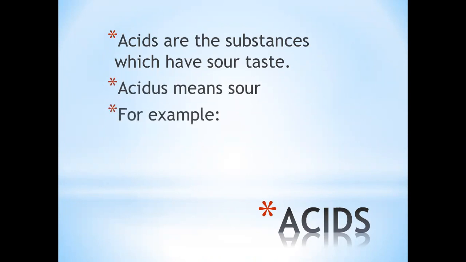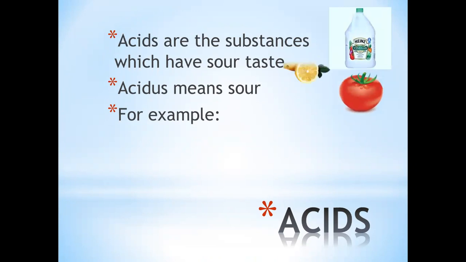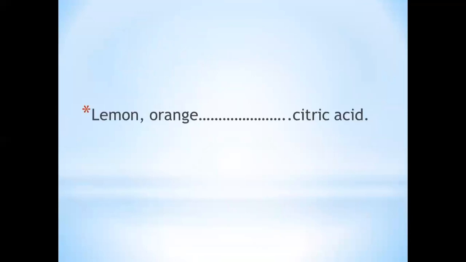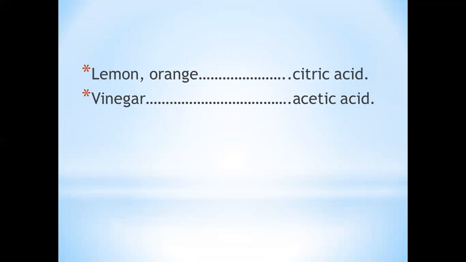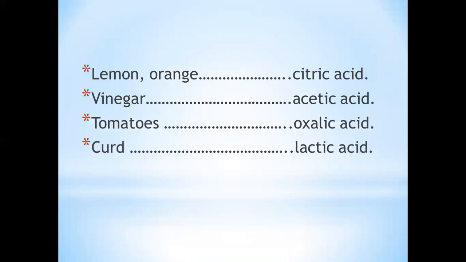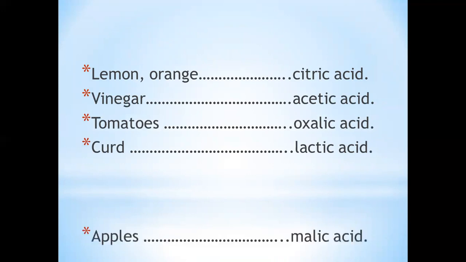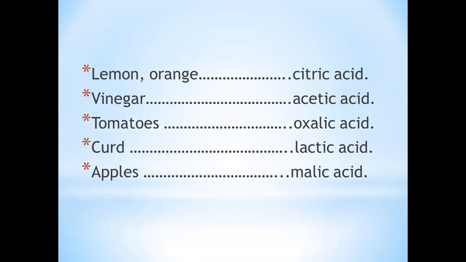For example, vinegar, tomato, lemon. Lemon and orange contain citric acid, vinegar acetic acid, tomatoes oxalic acid, curd lactic acid, apples malic acid.